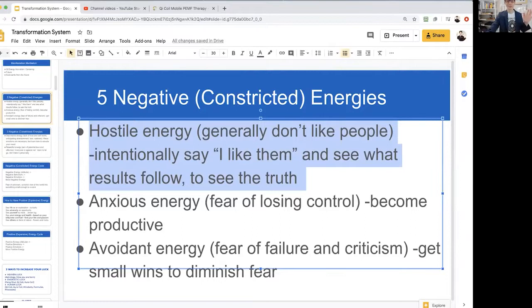People that have hostile energy, in general, they just don't like people. Whenever they meet new people, they are hostile towards them for no reason. And that's one thing that could possibly sabotage. So if you catch yourself meeting someone new, and for some reason you just have this negative attitude towards them, and you're somehow hostile towards them, then maybe you should start changing your attitude a bit.